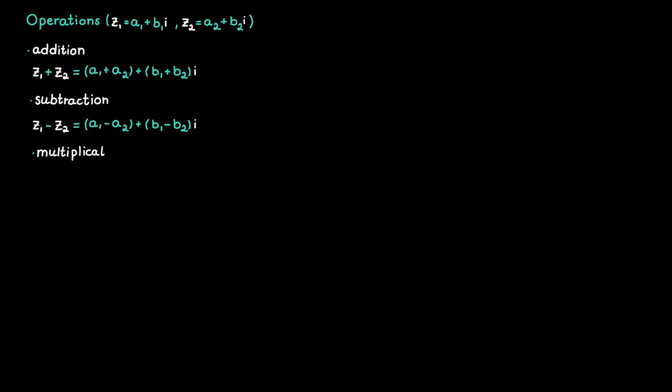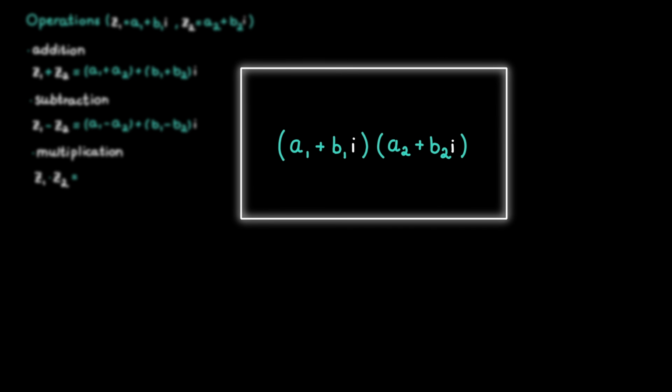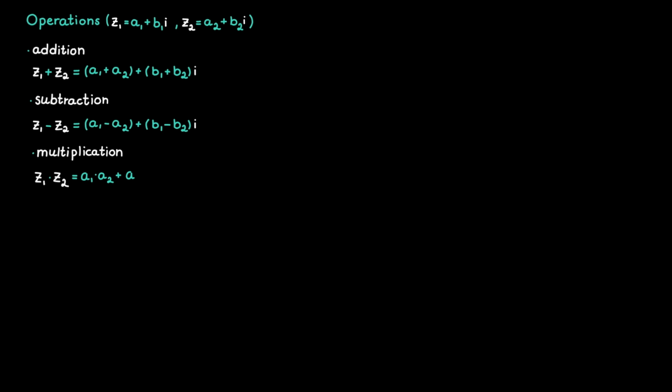When we do multiplication, we do it more or less like in real analysis. We take the product of the two numbers by multiplying each term with each other. And if we write that out, we get the following.